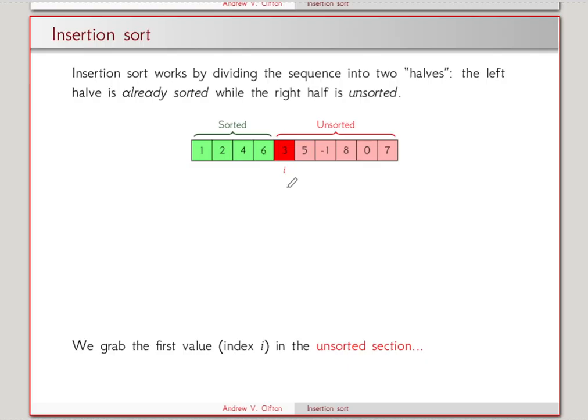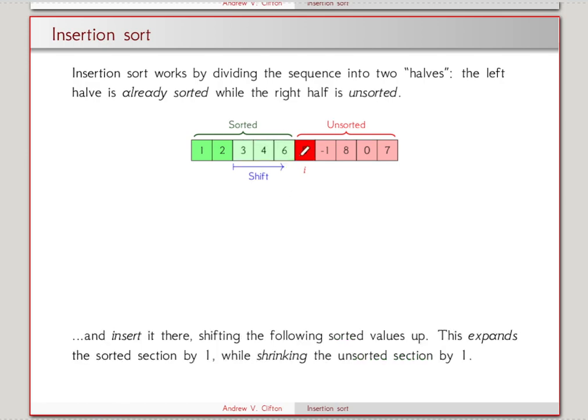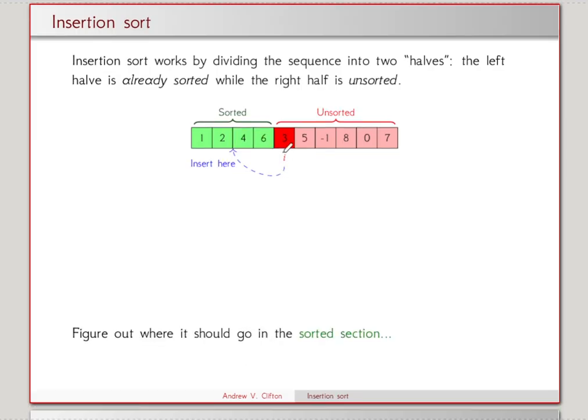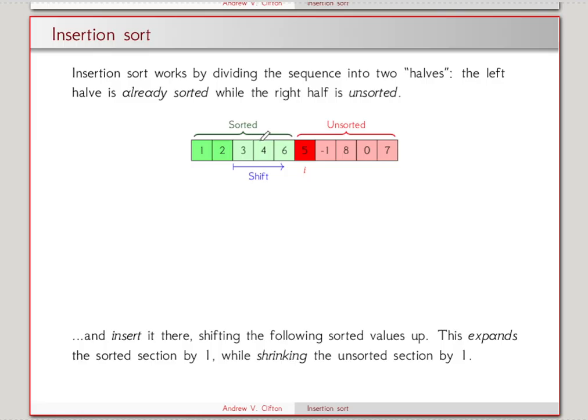The idea is we're going to grab the first value in the unsorted section, the thing at index I, and then figure out where it should go in the sorted section, and insert it there. So to take this 3 and insert it between the 2 and the 4, I have to push the 4 and the 6 up, and then put the 3 in the middle. That has the effect of expanding the sorted section by 1 while shrinking the unsorted section by 1.